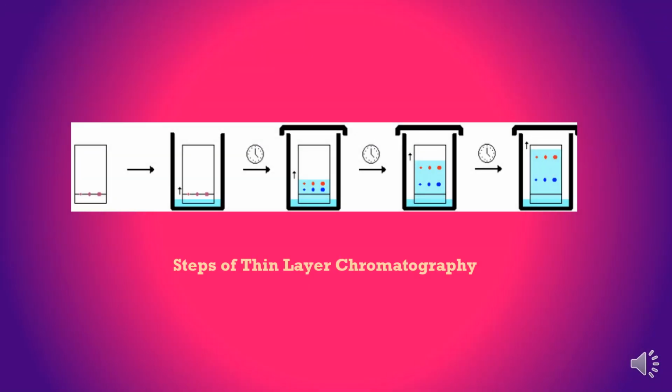These are the steps involved in thin layer chromatography. The analyte is spotted on the glass plate and dipped in the solvent. The solvent moves up and the components of the mixture get separated.